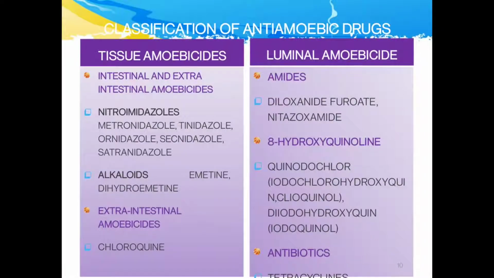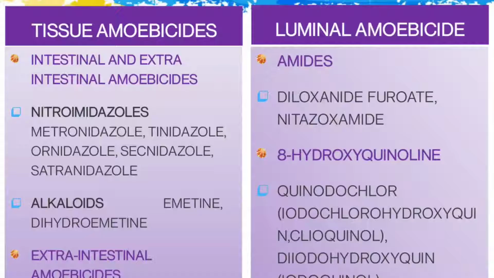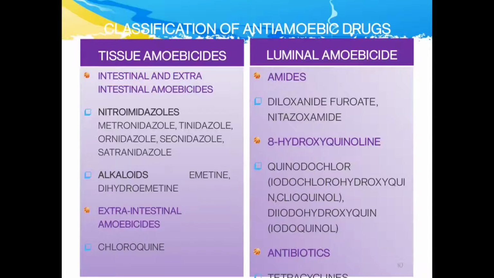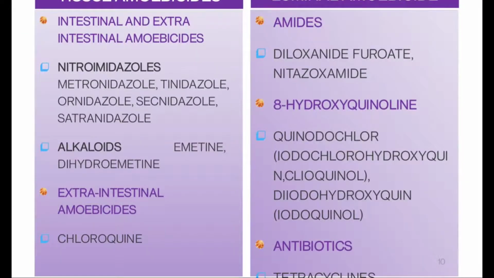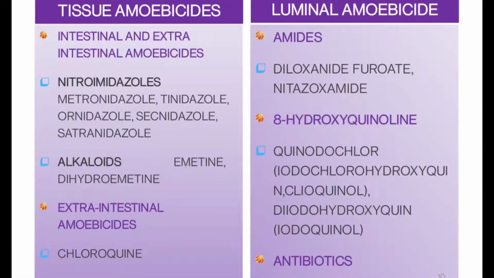So the tissue amoebicides: nitroimidazoles, that is our very important drug. These drugs are metronidazole, tinidazole, ornidazole, secnidazole, satranidazole. Okay. Then alkaloids, emetine, dehydroemetine. Extraintestinal amoebicide, that is chloroquine. It is also used as a malarial drug.